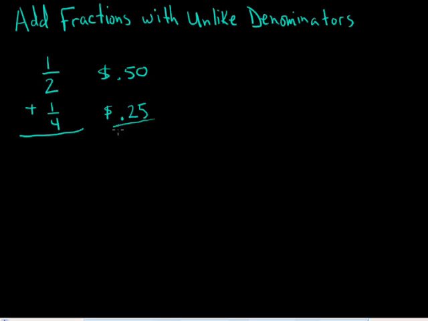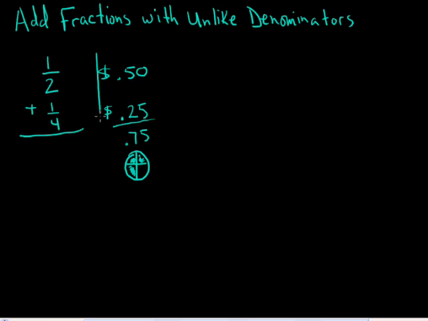So if we add 50 cents and 25 cents, we get 75 cents because 50 cents is 2 quarters plus one more quarter makes 3 quarters. 3 quarters is 75 cents. If I were to draw that as a picture with the circle representing a dollar and I break it into fourths, each fourth would represent a quarter. There's 1 quarter, 2 quarters, 3 quarters. 3 quarters is 75 cents.